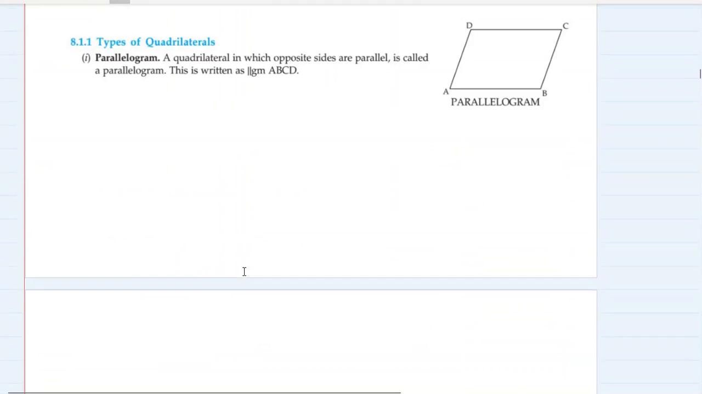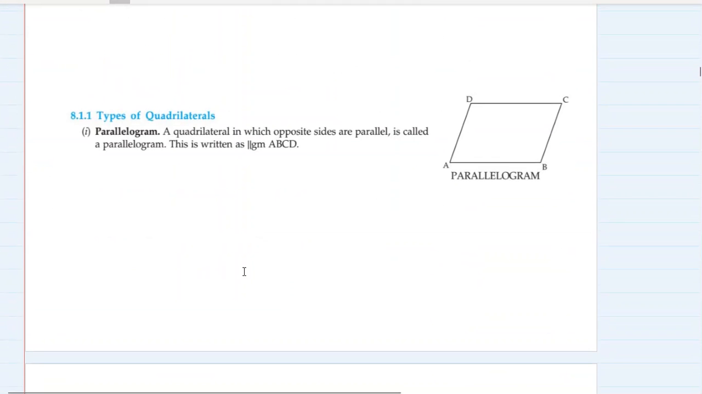Now let's study the types of quadrilateral in detail. The first type we are going to study is the parallelogram. Now I'm going to list the properties of a parallelogram in detail, so please note it down. I hope all of you are noting it down.